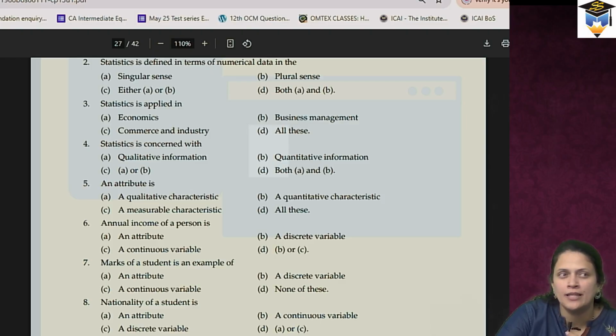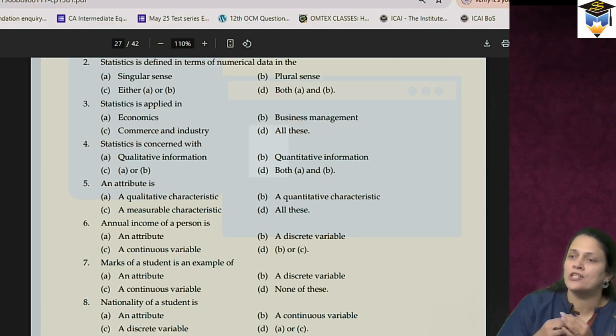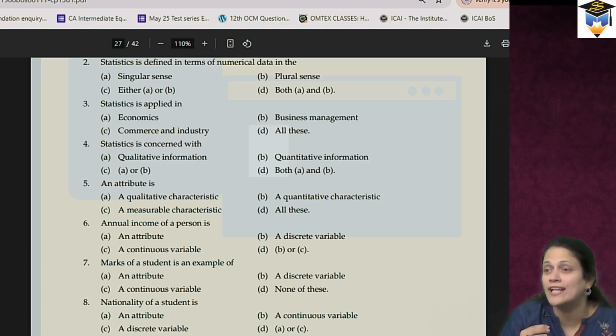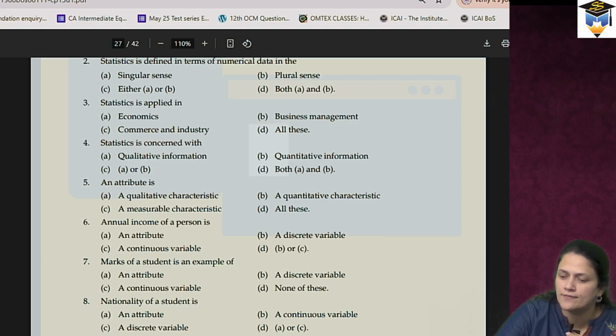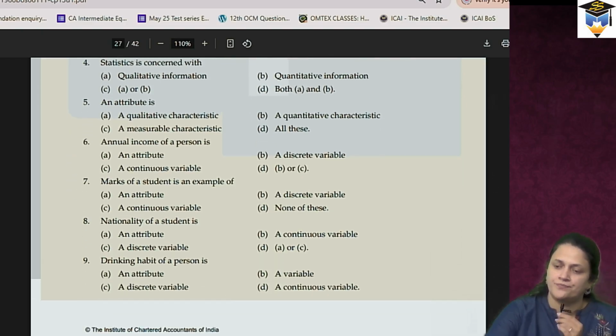So for example, let me give you an example of attribute. If they are going to tell you information about population density, so what will be the attribute in that case? Density. That's a quality, right? Next, annual income of a person is a discrete variable. Option B, correct.